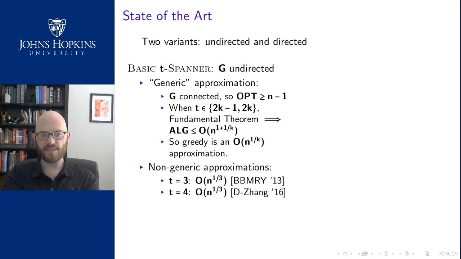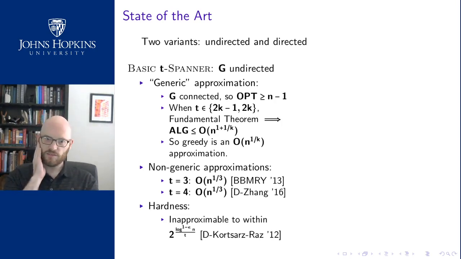In limited cases, we know how to do better. When t equals 3 or t equals 4, this generic approximation would give us a root n approximation, because k would be 2. So BBMRY and then myself and Zayu showed that you can beat that by giving n to the 1/3 for t equals 3 and t equals 4. Actually, I think there should be tildes over those O's, because there are some polylogs that I'm not going to care about too much.